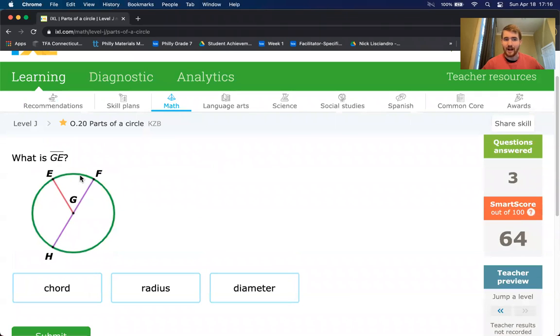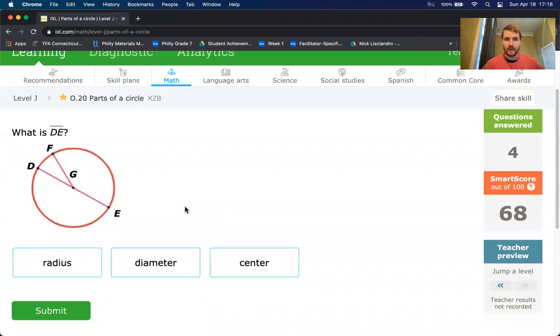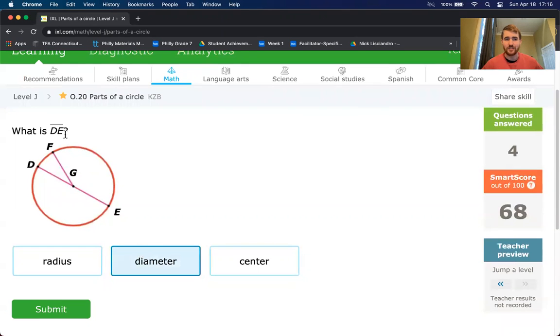And again, look at specifically what it's asking. This is asking, what is it from G to E? Well, here's G, here's E. From the center to the edge, that's going to be the radius. And again, very similar questions. You just have to look at specifically what it's asking, D to E, all the way across the circle through the center. That's going to be a diameter. If it had asked us instead to go DG or FG, it would be a different answer, but it asked us about D to E.